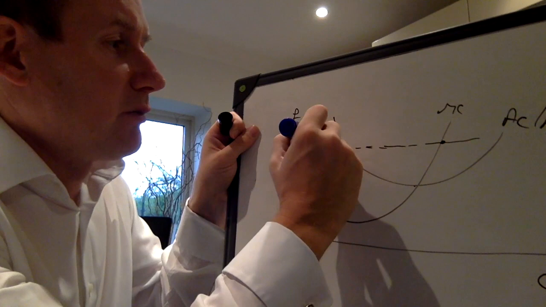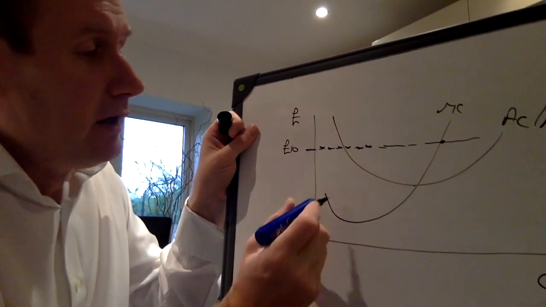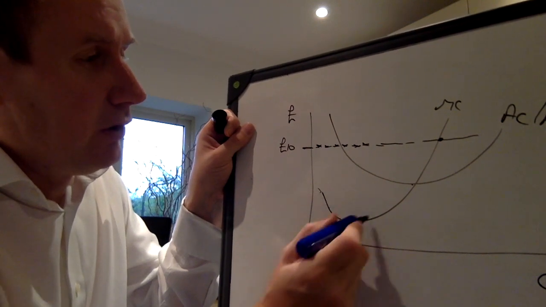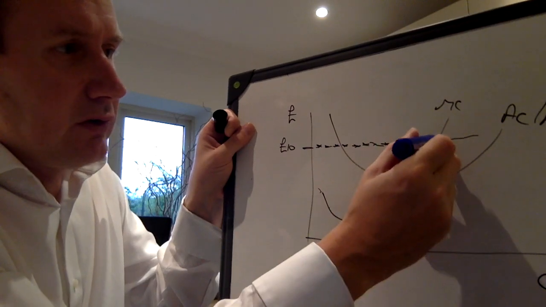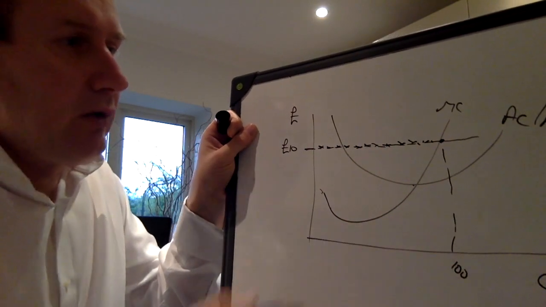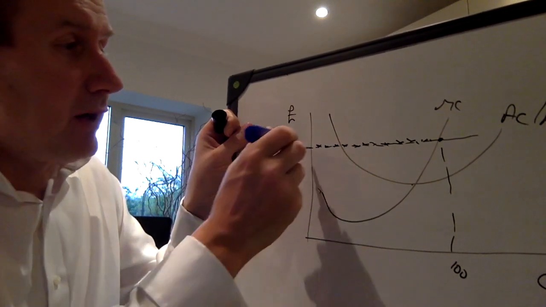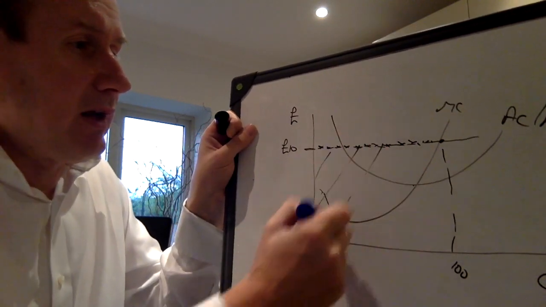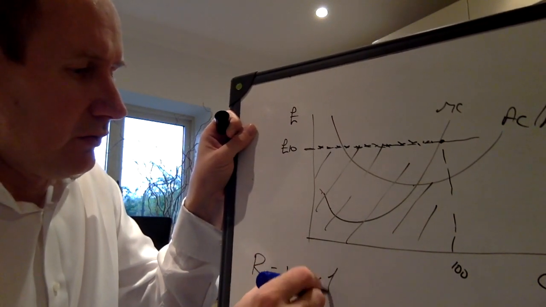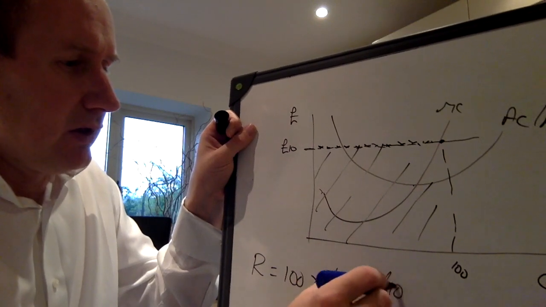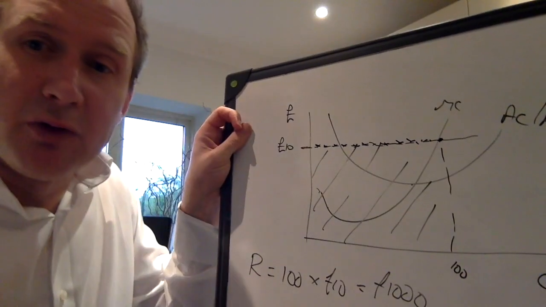You want to make all the units where the extra revenue, the money in, is greater than the extra cost, which is there, 100 units. So how much revenue has the firm made? It's made £10 times 100. So its revenue is 100 times 10 quid, which is £1,000. So the big question then is, has it made a profit?